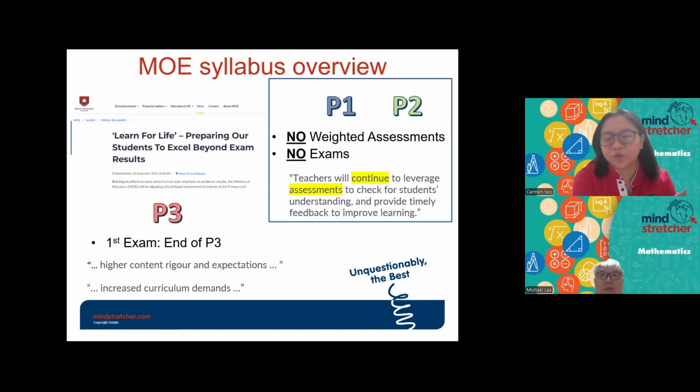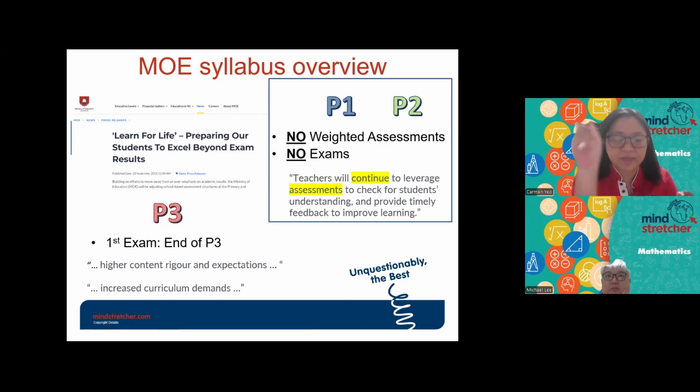Most of the schools will still have some topical quiz, maybe at the end of every topic or maybe at the end of two or three topics. They will have some quiz to check and test the understanding of students, whether they have learned the topic well. But all this does not really contribute anything to their report book. It's not weighted.